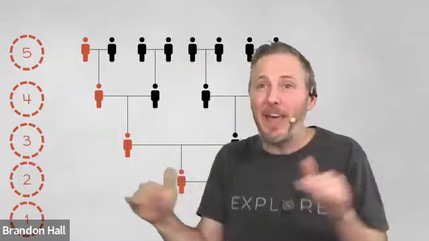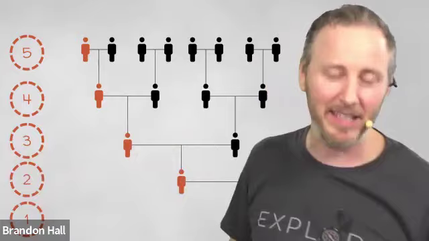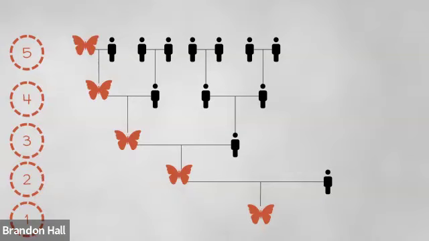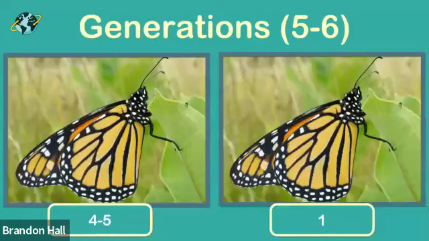Butterflies don't live that long. The adult butterfly of the monarch lives for about 2 to 6 weeks, right? So that means every year we get multiple generations. And this generation of the monarch butterfly typically happens about 5 to 6 generations within 1 year, if we think about butterflies and not humans, right? Except for one. There's one special generation every year.